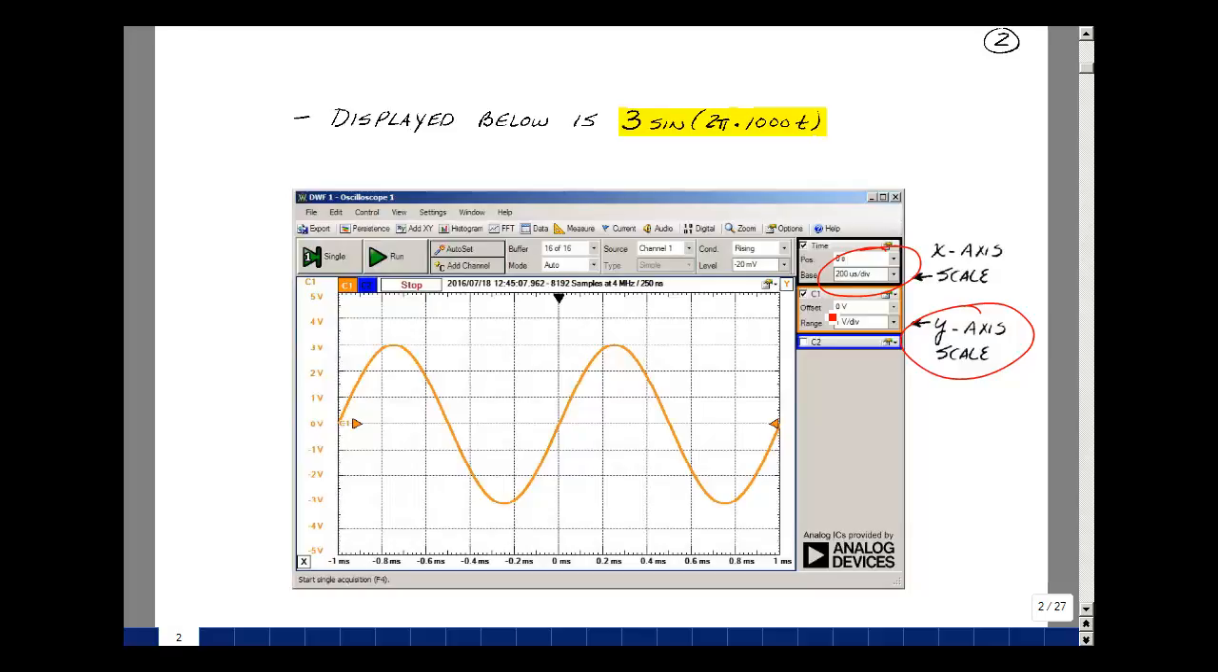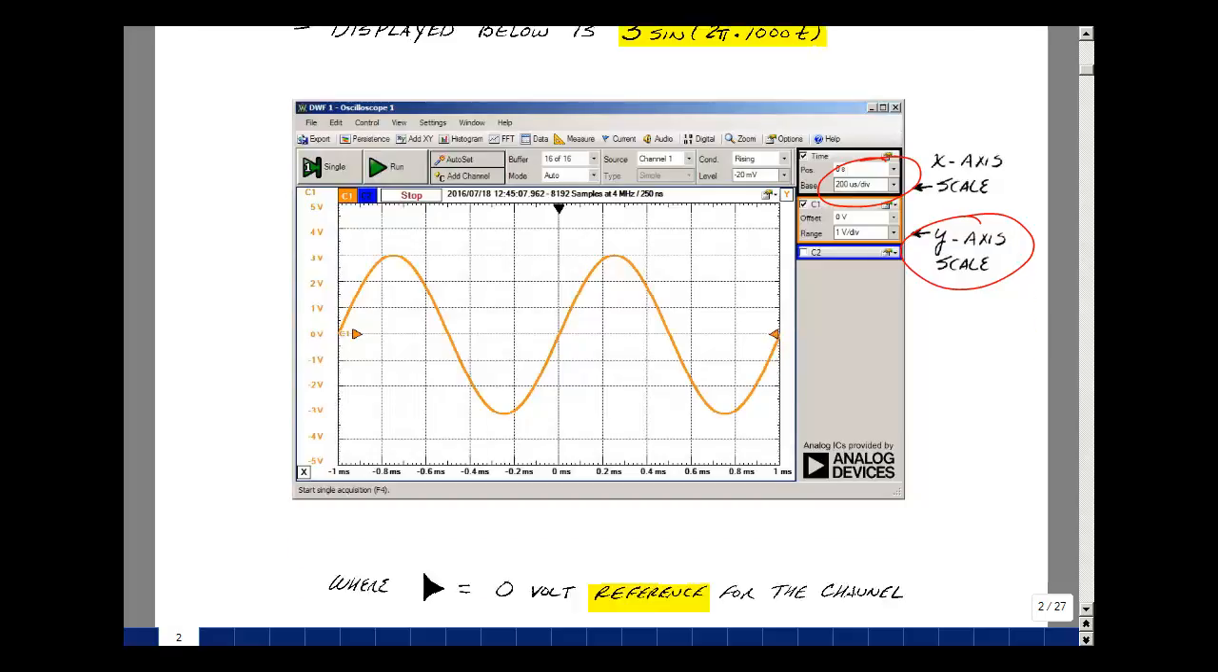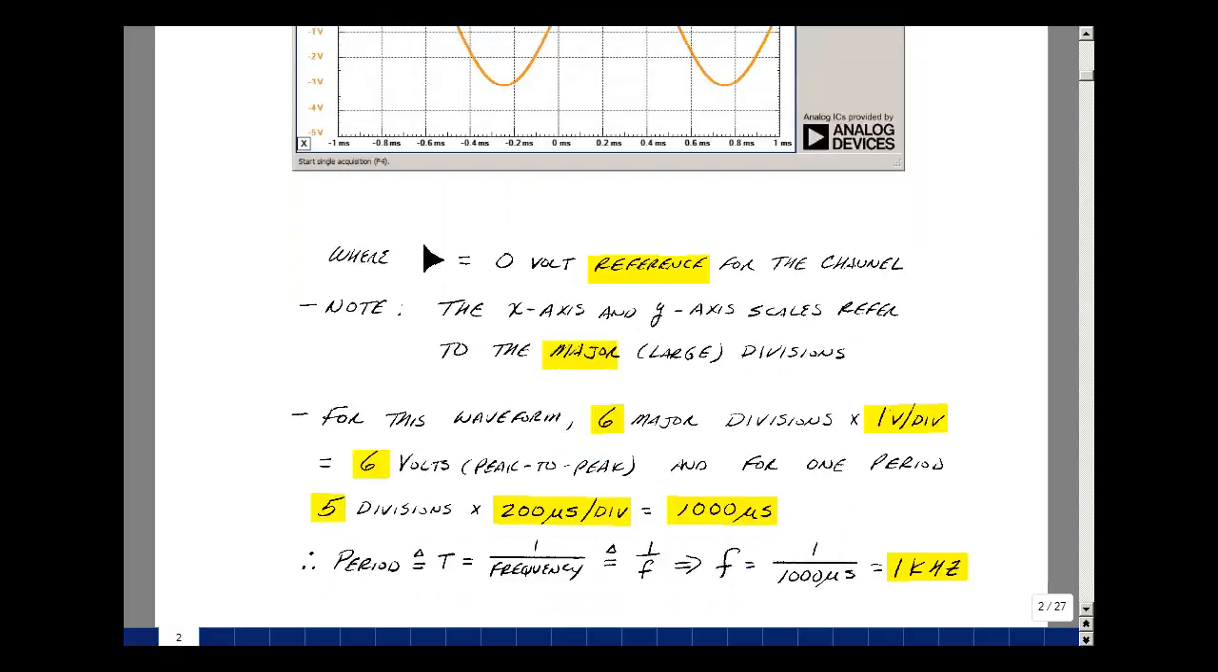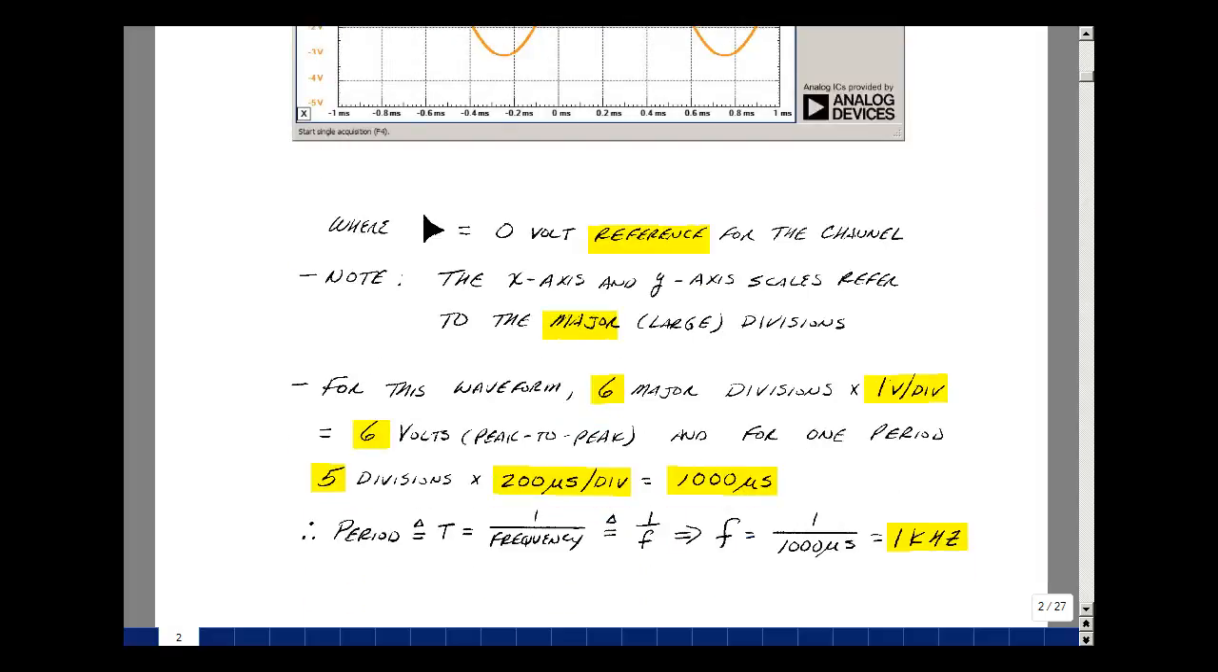So here we've got a 1 kilohertz sine wave with a peak value of 3 volts, which means it goes up to 3 and down to -3. This other triangle over here is where we're triggering the waveform, and we'll see things about that a little bit later in the course. And here are those calculations that we just talked about.